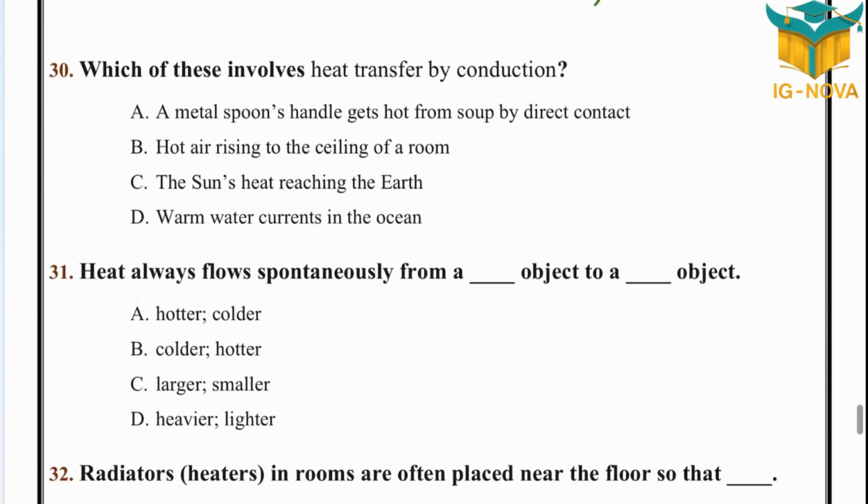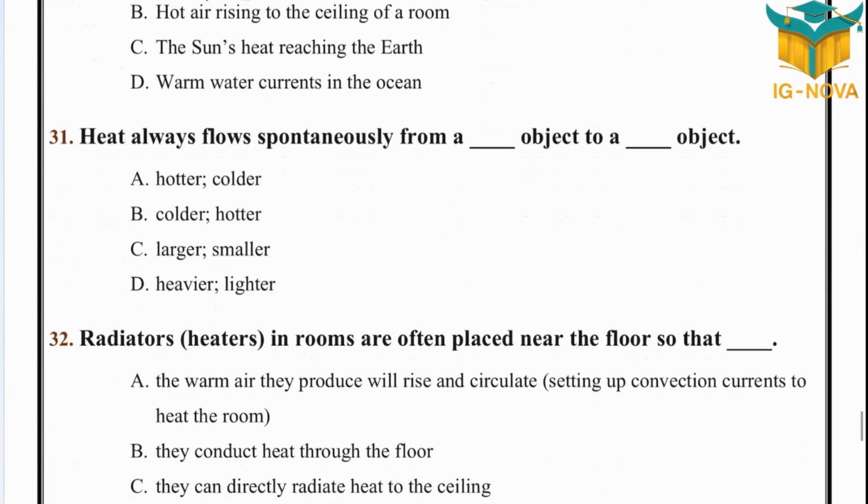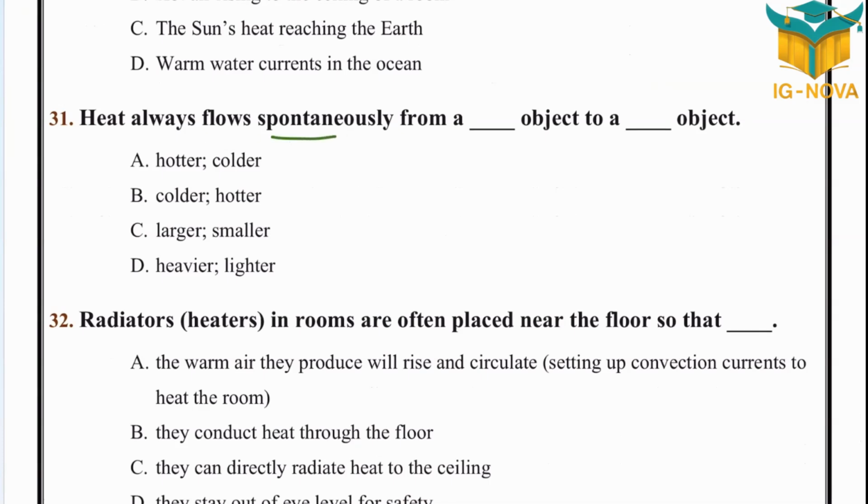Question 30. Which of these involves heat transfer by conduction? Conduction happens in solids. So for A, a metal spoon's handle gets hot from soup by direct contact? Yeah, it must be. Question 31. Heat always flows spontaneously from hotter to colder objects.